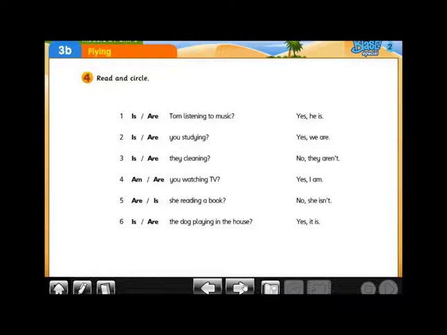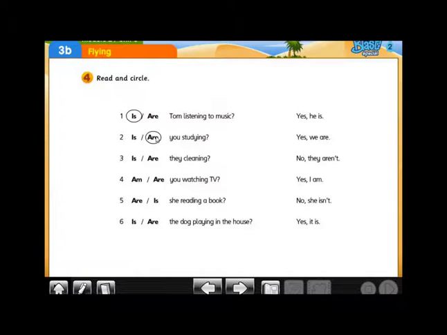Read and circle. Number one. Is or are Tom listening to music? Yes, he is. Is Tom listening to music or are Tom listening to music? Right, excellent. Is. Is Tom listening to music? Yes, he is. Circle. Another one. Is or are you studying? Is you studying? Or are you studying? Right. Are you studying? Yes, we are.